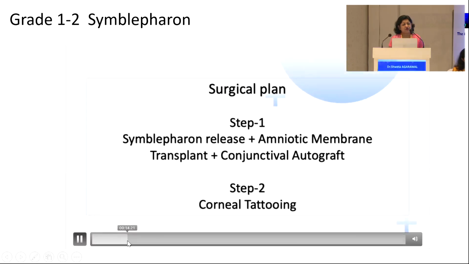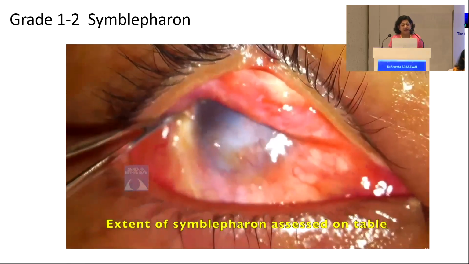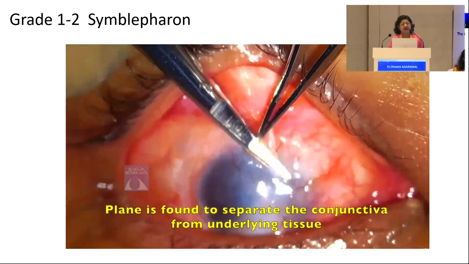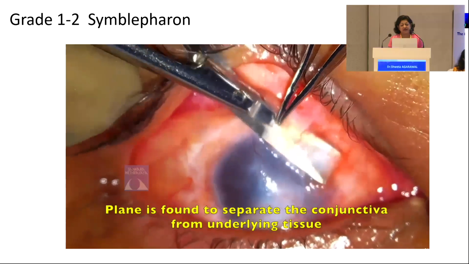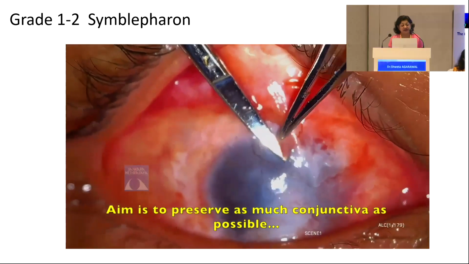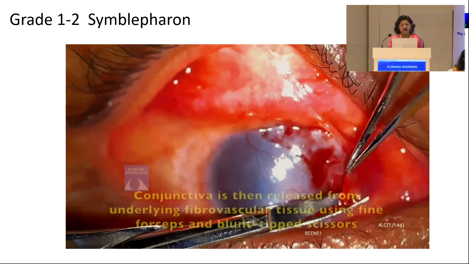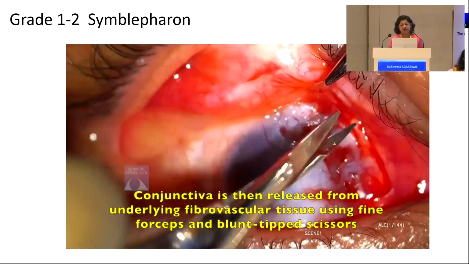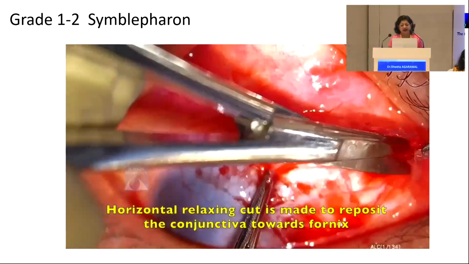So the plan was to release the symblepharon along with an amniotic graft and a conjunctival autograft followed by a tattooing. Now you assess the extent of the symblepharon, start finding your plane and start releasing the conjunctiva from the underlying episclera. Make sure that you dissect it well and keep following the plane. It's very similar to the small incision cataract surgery where you try not to change your plane.